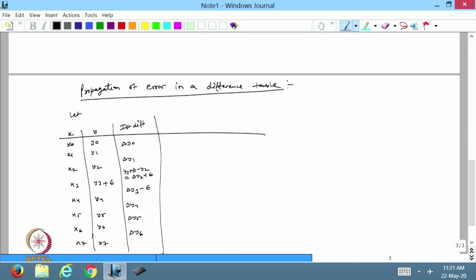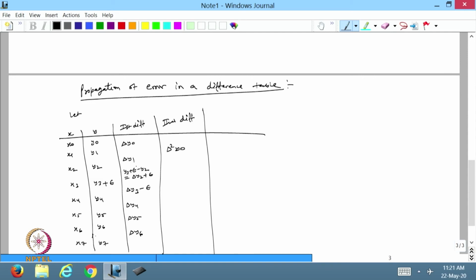Now, in the first difference, this error propagates and appears at two places, plus epsilon and minus epsilon. Now, let us take the second difference. In the second difference, this minus this will be del square y naught.